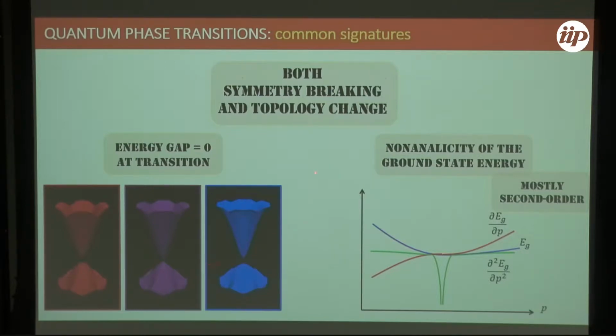Another common signature of a quantum phase transition is a non-analyticity of the ground state energy. Here is just a very rough cartoon. If you plot your ground state energy as a function of some parameter in the system, either the ground state energy itself or one of its derivatives develops non-analyticity exactly at the phase transition point. Typically, this occurs for the second derivative of the ground state energy with respect to this parameter. So mostly we have second order quantum phase transitions.